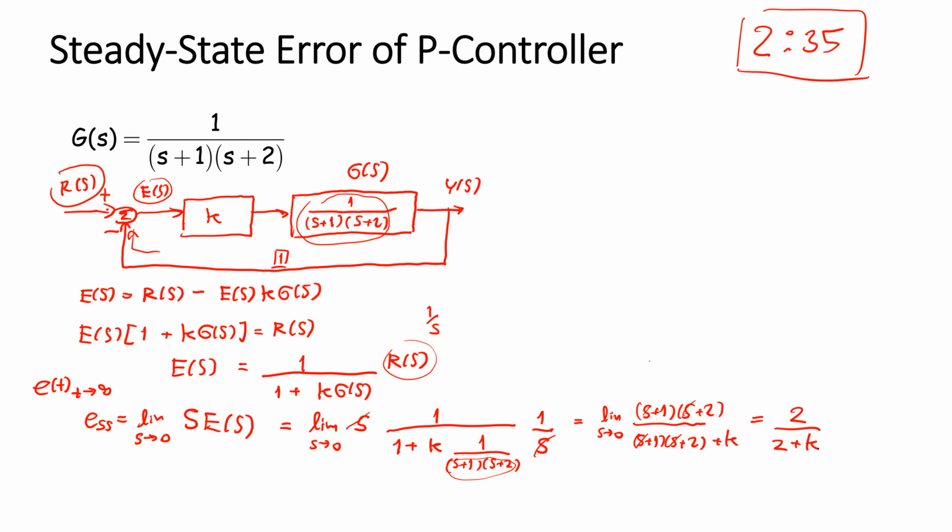So let's see what should be the value of K for proportional control. Here is the steady state error for proportional control. We need to decide the gain K for the system.